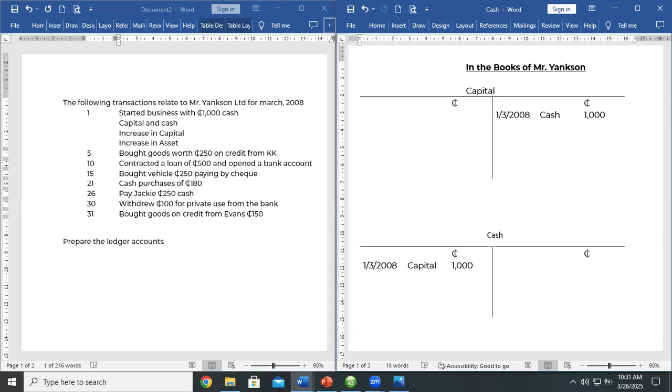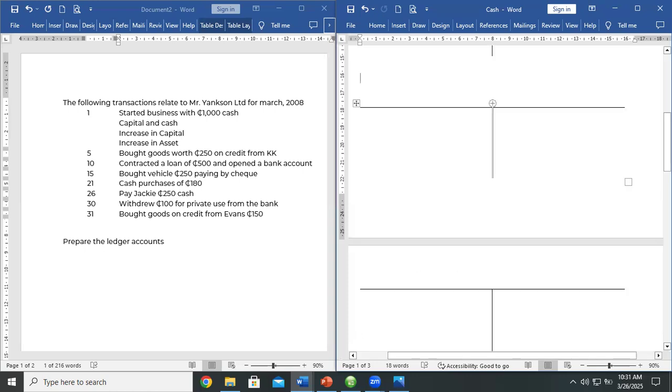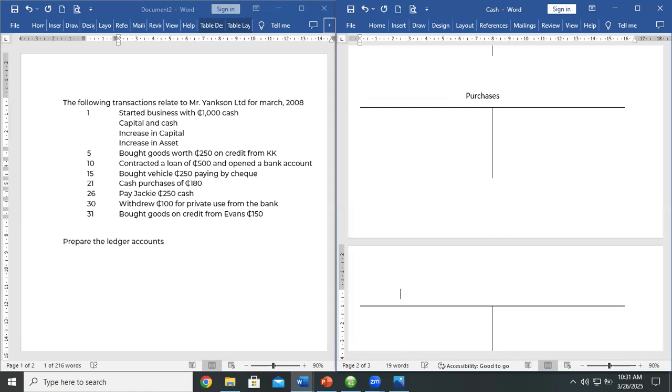So let's go and open that. So we have the purchases account and then we have the KK account. KK is a creditor, right? But we use the name of the creditor, KK. Great. Now, who are we going to debit and who are we going to credit?